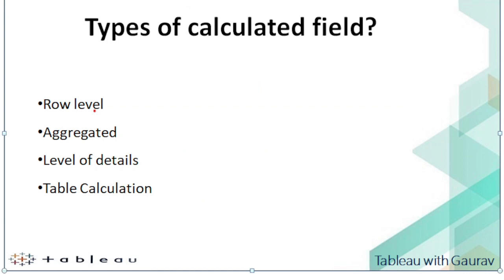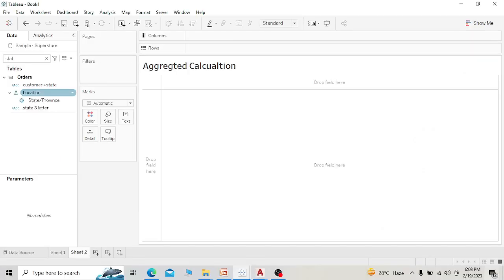In the previous video we have seen the row level calculation. Now we'll move forward and have a look at the aggregated calculation. Everything we will look at in Tableau itself, so let me show you. Let's take a simple example.